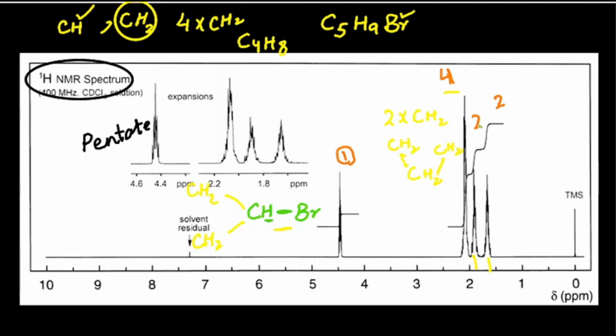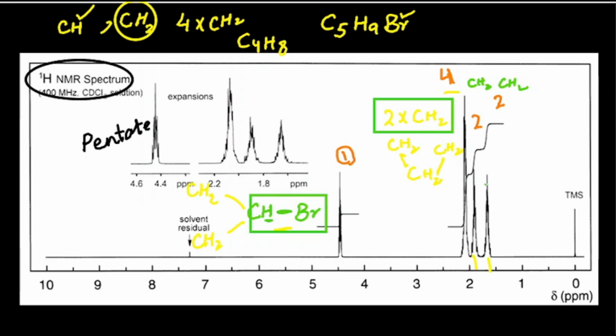And now here the integration is 2 and here the integration is also 2. More specifically, now we know that only the CH2 group is present, so it may be possible one CH2 group is for here and one CH2 group is for here. 2 CH2 groups are here. So our four CH2 groups are completed here in these 3 peaks, and our CH group with bromine is here in this peak. So this structure is completed.